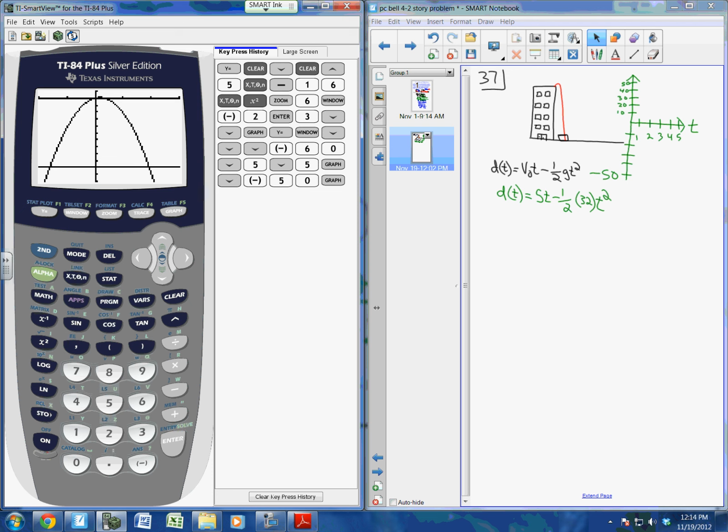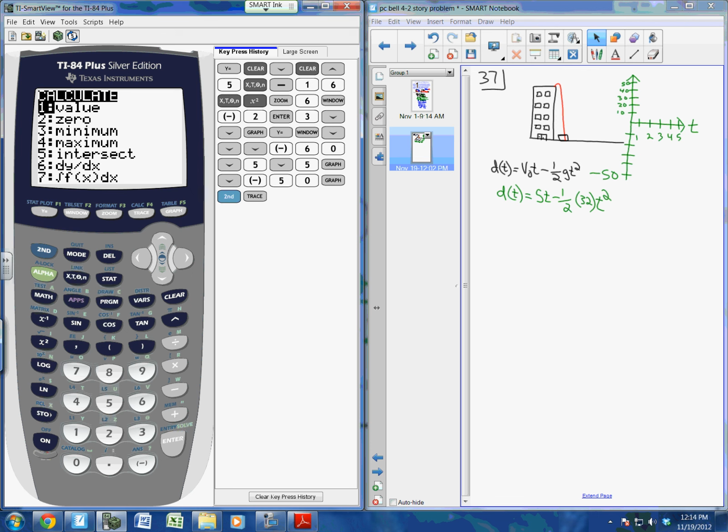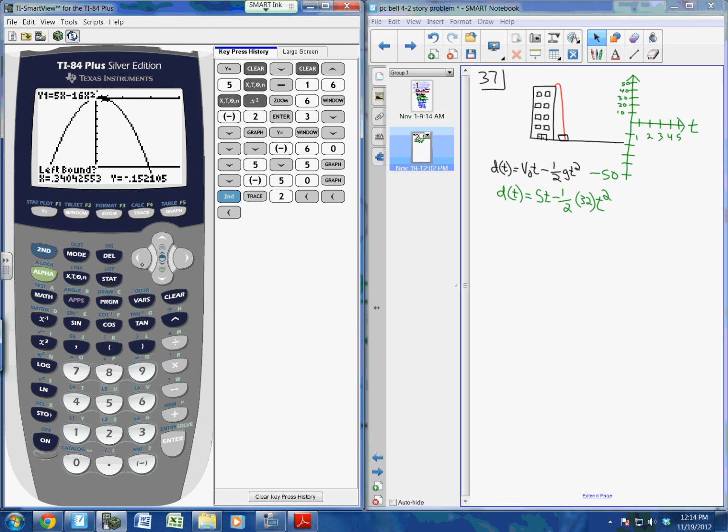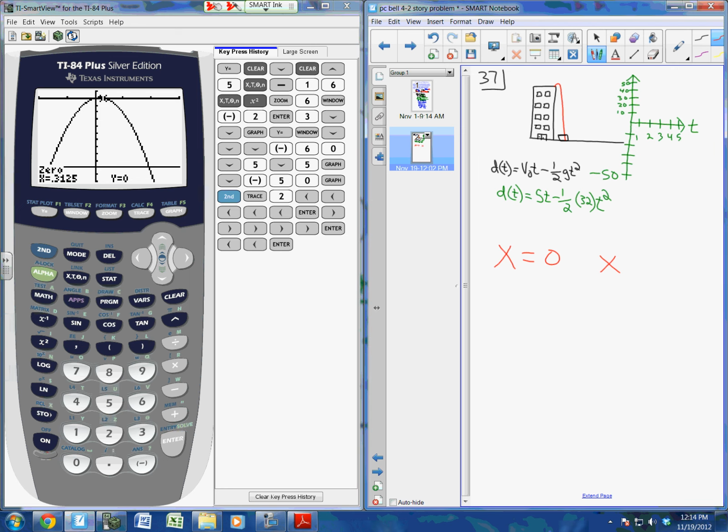Part B says name the x-intercepts of the graph. Okay, so we could look at the x-intercepts up here. What do they look like about? Zeros, right? We're looking for zeros. I'm going to get this left one right here. My left bound or the right one? Here's my right bound. And about 0.3125. Okay, so my x-intercepts are 0 and about 0.31.